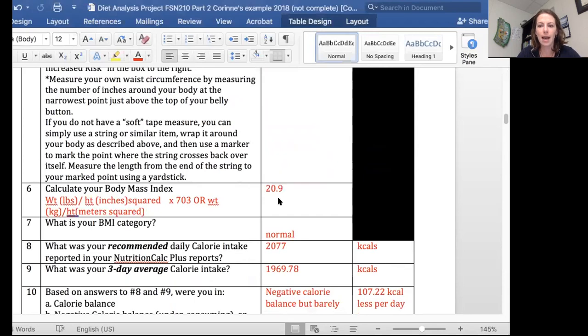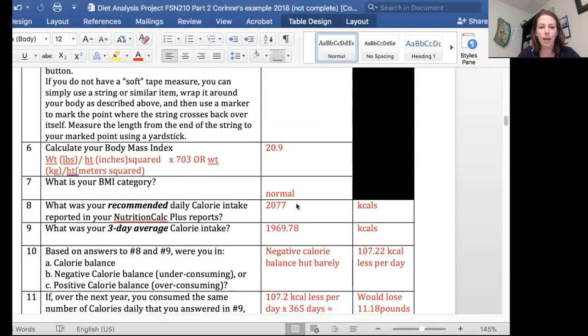However, on a test, I would ask you to be able to calculate BMI using your own calculator. So make sure you're confident and comfortable with how to do that. You're going to compare your BMI to BMI ranges in your textbook and decide what it is, if you're underweight, normal weight, overweight, obese, etc. You are going to look at your recommended calorie intake based on all your reports from NutriCalc. NutriCalc recommended that I take in 2,077 calories a day, and then you're going to look at what you actually did take in.